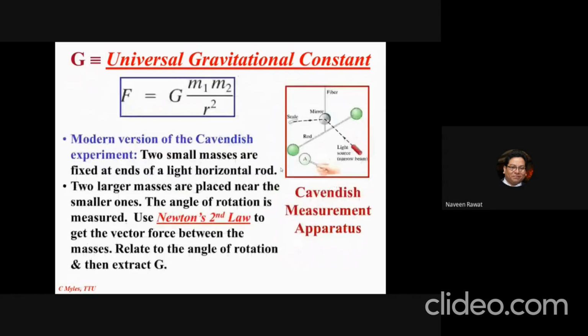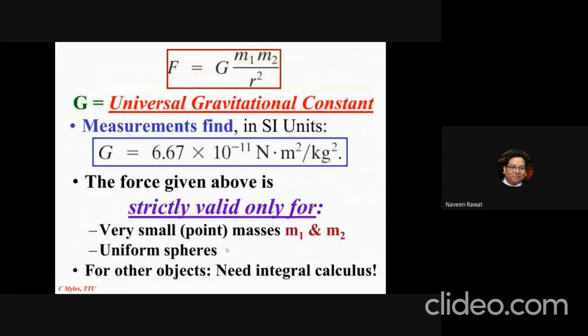This was calculated to a very, very precise value, and we have found that the value for this capital G is 6.67 times 10 to the minus 11. That is the value, and of course the units will be Newton meter square divided by kilogram square. You have to remember that this G is a universal constant. It is applicable for any two masses that are present in this universe.